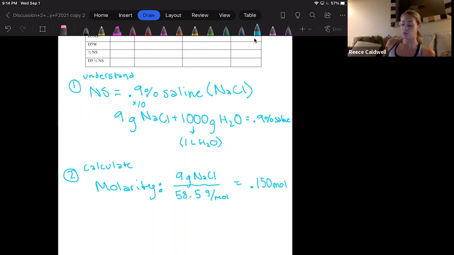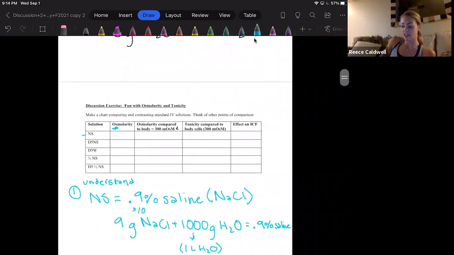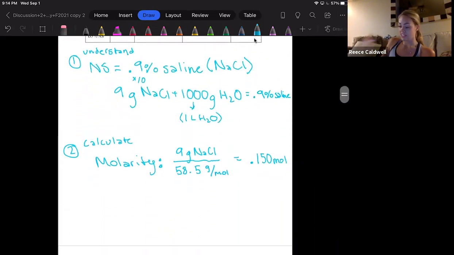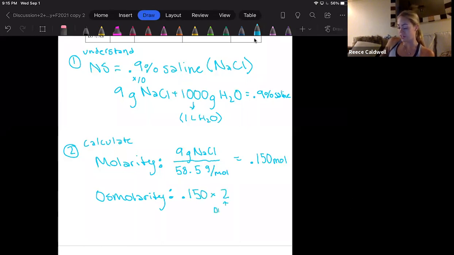However, in this class, we're looking for osmolarity. So we're going to convert those moles into osmoles. Now, how do you solve for osmolarity? You take the moles and you multiply it by the dissociation factor. And for sodium chloride, that is 2. So when we multiply it by its dissociation factor, we're going to get 0.300 osmoles.